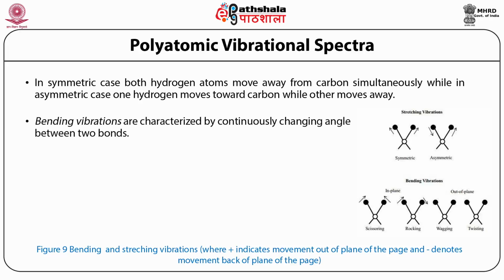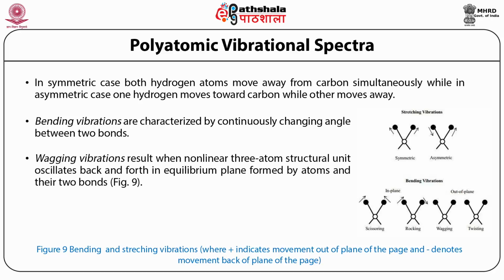Bending vibrations are characterized by a continuously changing angle between two bonds. Bending modes of aromatic CH groups, for instance, which take place in the plane of the phenyl nucleus, are denoted by the symbol delta CH, while those which occur out of the plane are denoted by the symbol gamma CH. This nomenclature also applies to alkenes and alkynes.